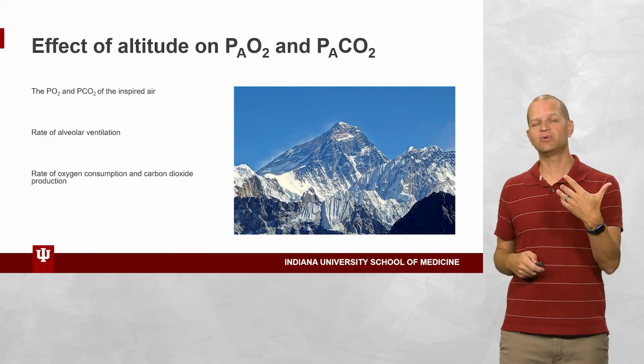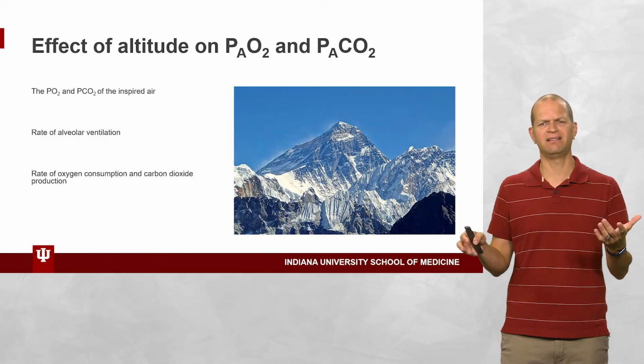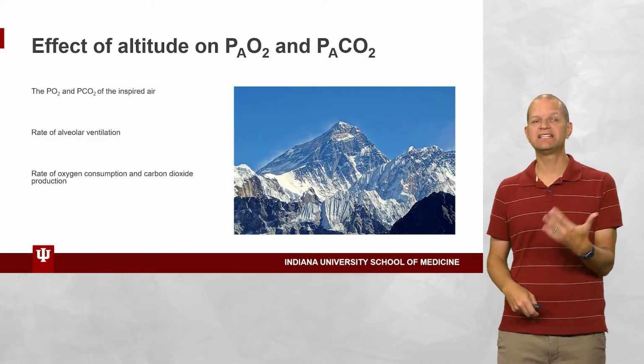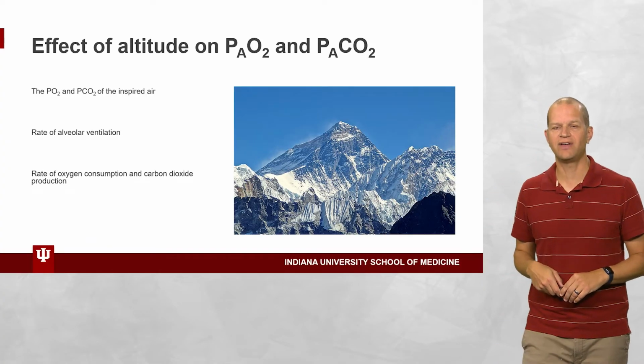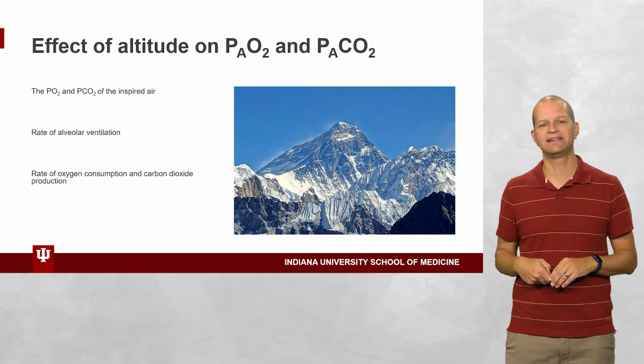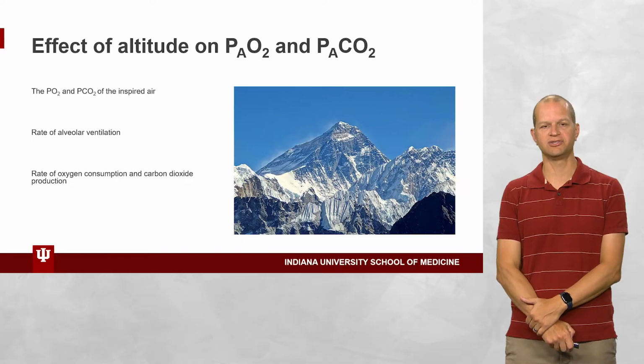I'm not going to ask you what the net effect is because it gets a little complicated, and it depends on a lot of factors. But let's talk about each of these individually. So if you go up in altitude, how is that going to affect the amount of oxygen and carbon dioxide in your inspired air? And how will that affect your alveolar oxygen and CO2?